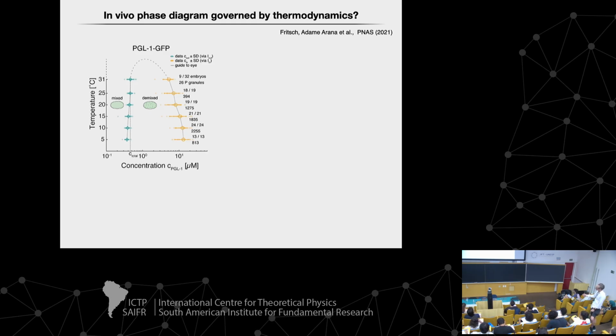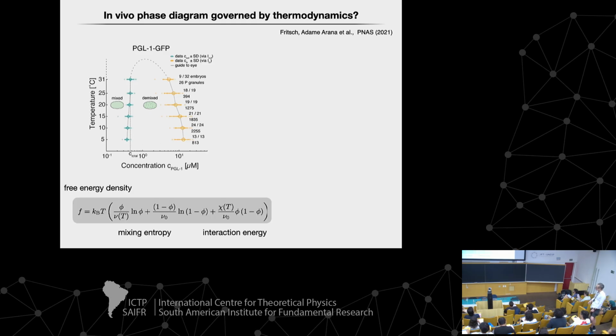And this phase diagram, we actually measured it in the cell. So for each temperature, we measured the concentration inside and outside over extremely many P granules. And what we found is exactly this phase diagram. This is extrapolated just to indicate the shape of this dense branch, what's the concentration inside, and here the concentration outside. And the model that we used is this super simple, what's called Flory-Huggins free energy density, which is comprised of a mixing entropy with a temperature-dependent molecular volume and an energy interaction term.